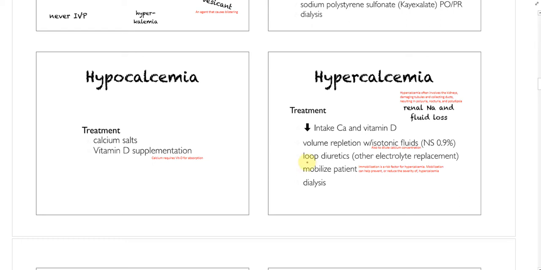We want to give them some loop diuretics because loop diuretics actually promote calcium loss in the distal convoluted tubule, and then mobilize the patient, since immobilization is a risk factor for hypercalcemia. And so while mobilization is also great for trying to prevent it, it can also help once they've developed it to just get things moving and allow for that calcium to get the heck out of there. If it's really severe, again, we can do dialysis if we need to.